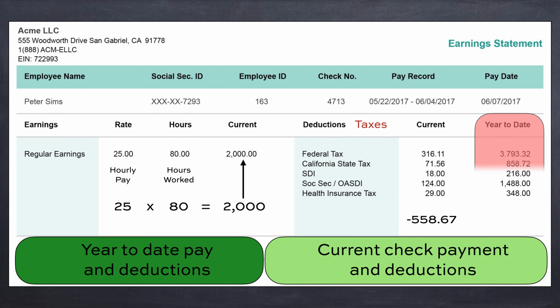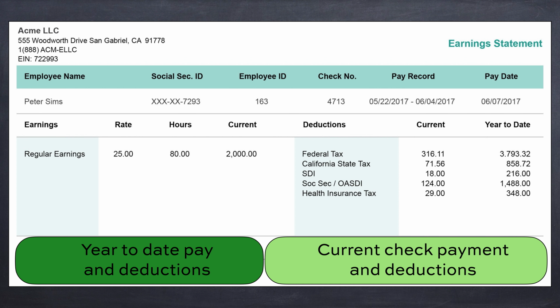If you want to look at the year to date, that's the amount of taxes that have been taken out for the entire year. Again, this check is for the period of June 4th. So that's going to be all the taxes that have been taken out up to this point. And if you tally those up, it's going to be $6,704.04 taken out for this point in the year. So that's where all the taxes are. Now let's take a look at the last two sections, the year-to-date pay and deductions.